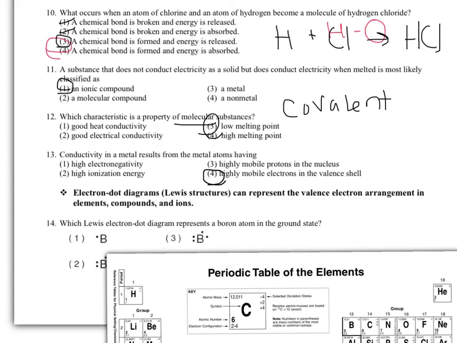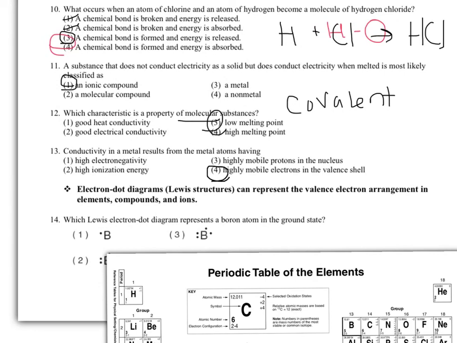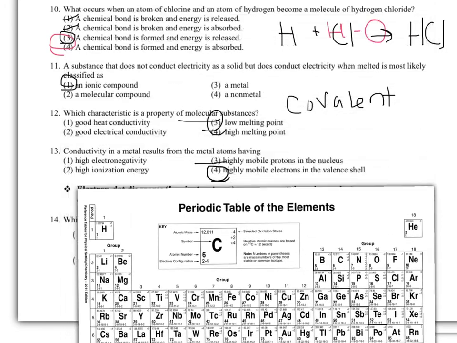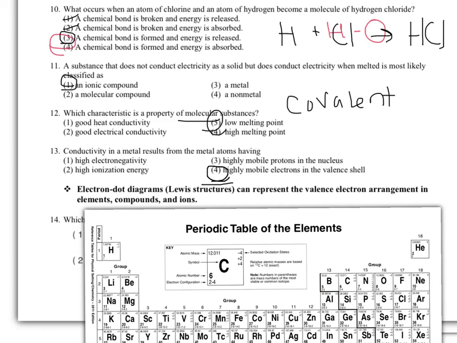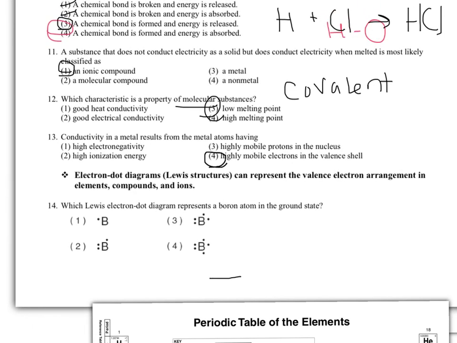The final question on this page asks us to identify the correct Lewis electron dot diagram for a boron atom in the ground state. Now, what we first need to do is refer to our reference table and find boron. So here we can see that boron is element number 5. In the ground state, its electron configuration is 2-3. We're going to use this to help us draw the Lewis dot diagram.